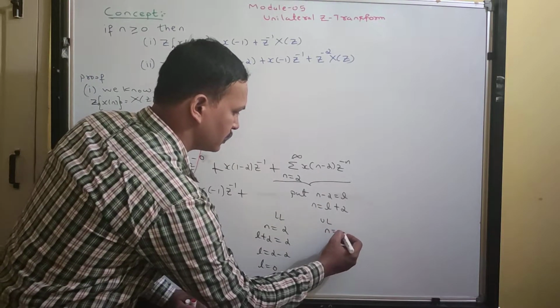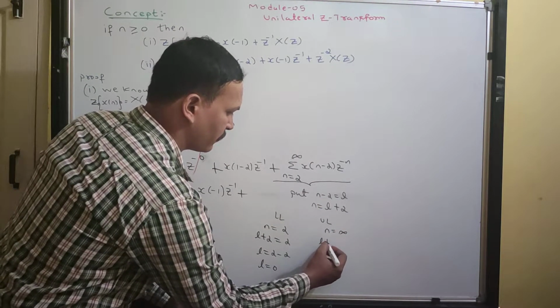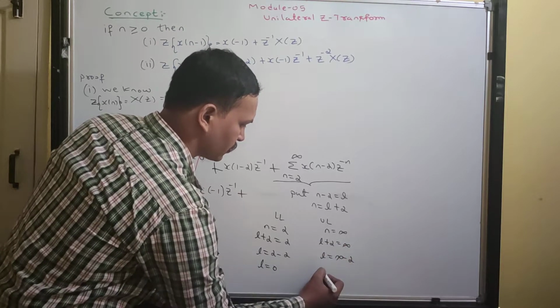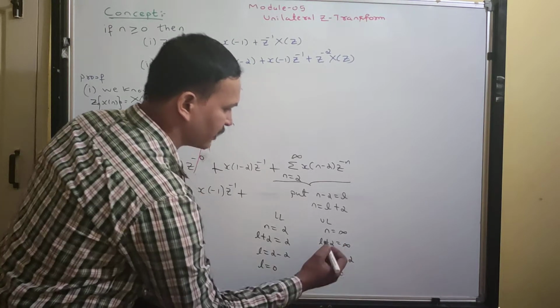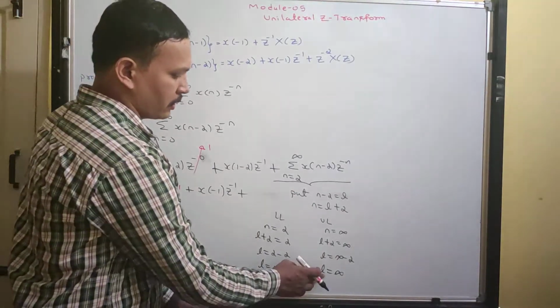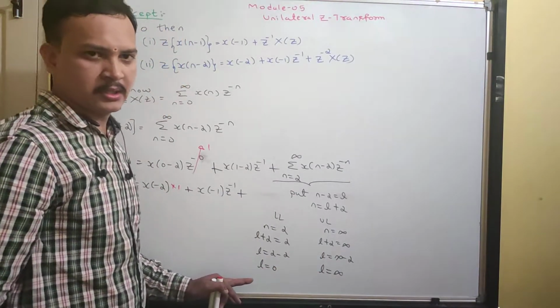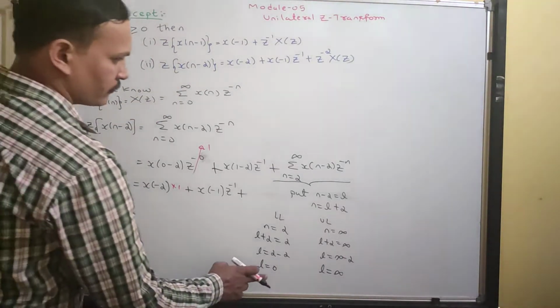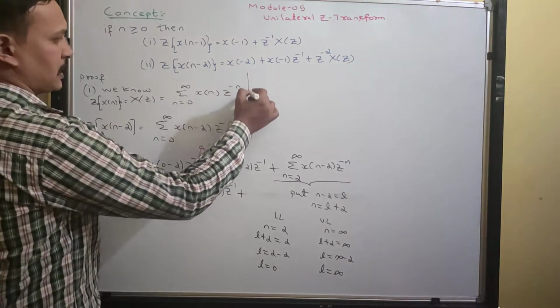Next, what is the upper limit? n equals infinity. What is n? L plus 2 equals infinity. Then L is equal to infinity minus 2. Infinity minus 2 is infinity. Now I got the new variable. The limit varies from 0 to infinity. Next I will continue.